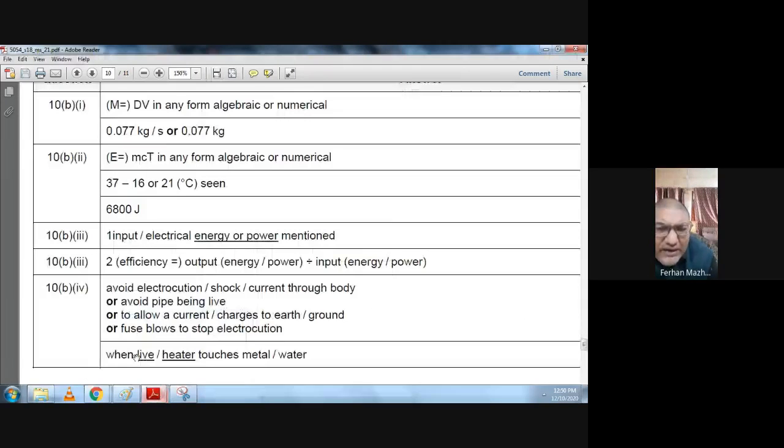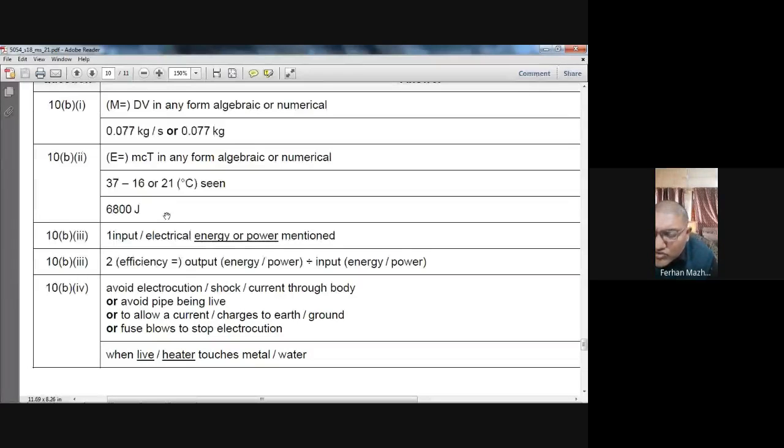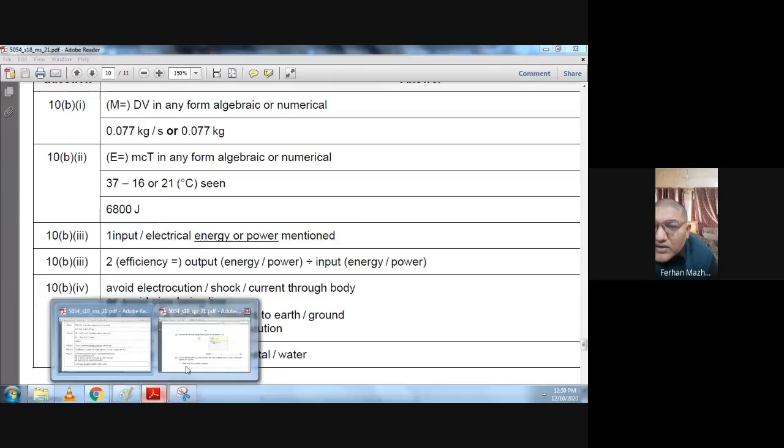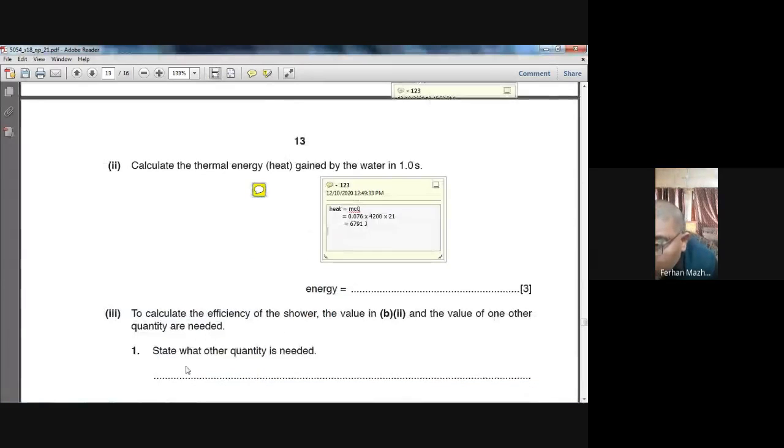They have rounded it to 6,800 joules. So they have rounded it. We can also round it. So the rounded answer will be... he has rounded it to two significant figures.